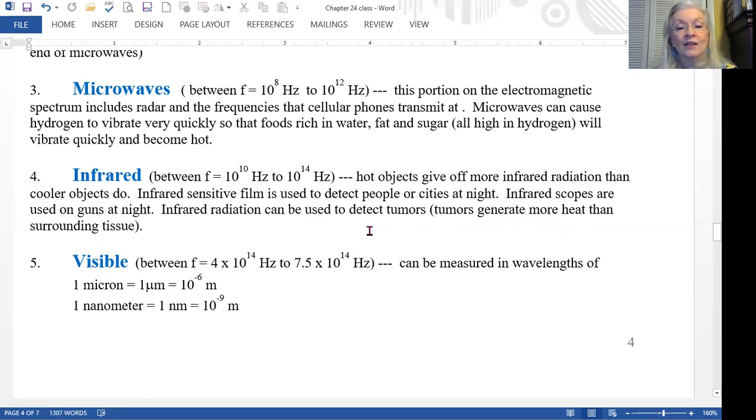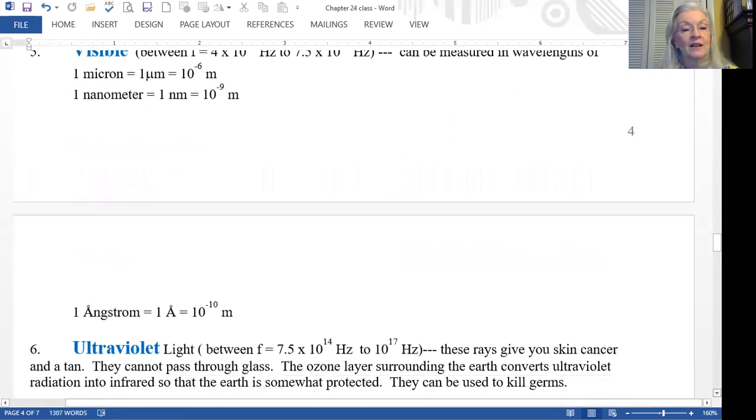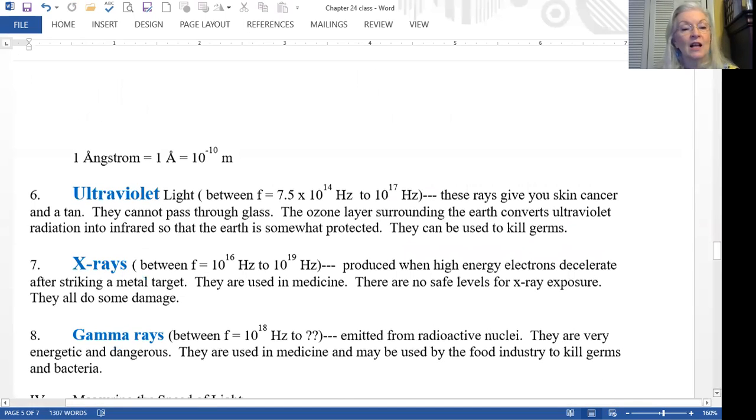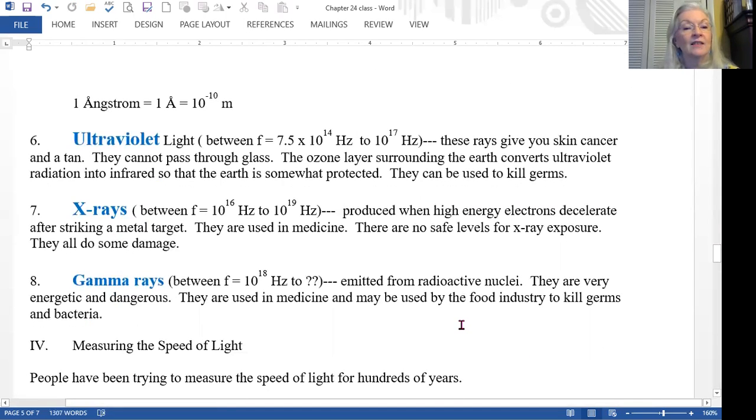Visible radiation, so that's the part of the spectrum that we can see in, and we've already talked about how they go from 400 nanometers to 750 nanometers. And again, an angstrom is 10 to the minus 10th meters. Let's talk about the ultraviolet and the other two ranges.